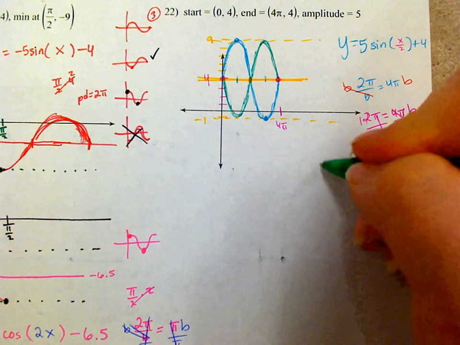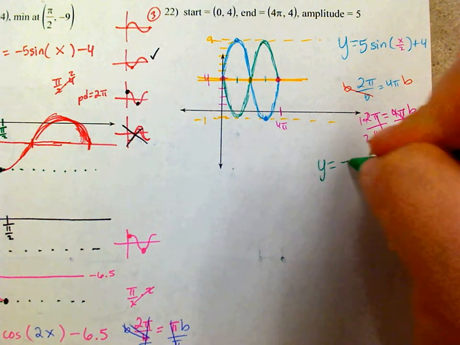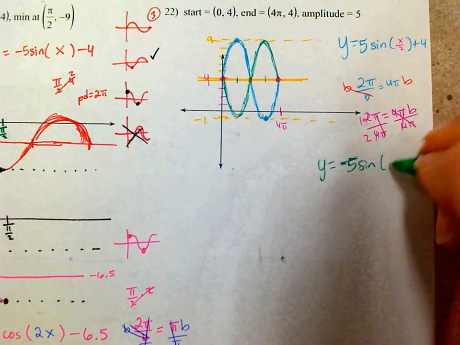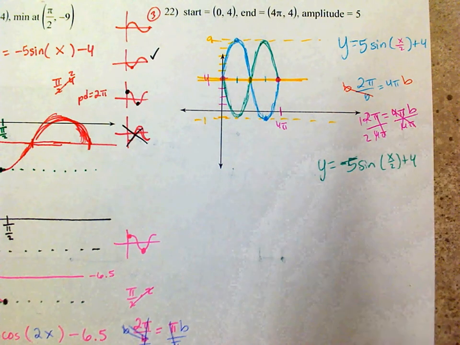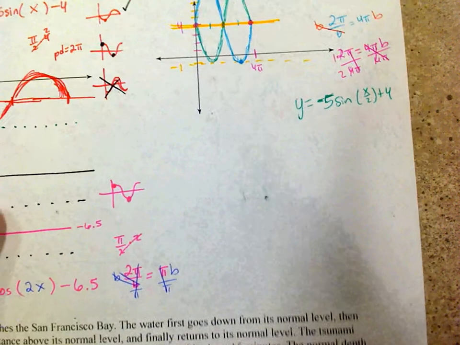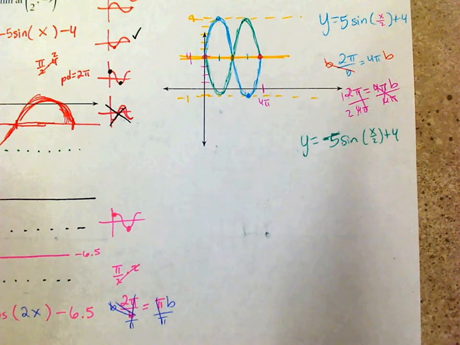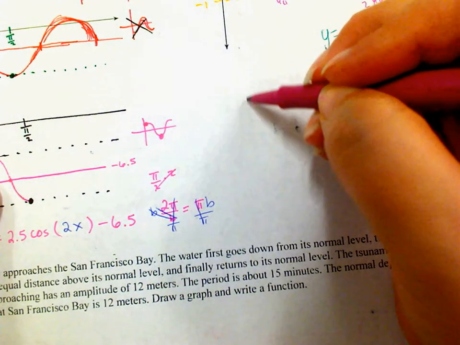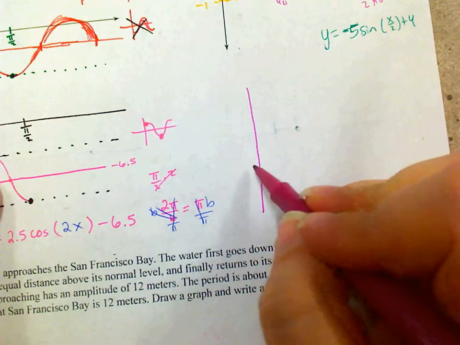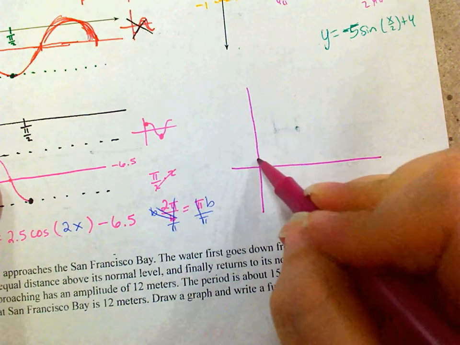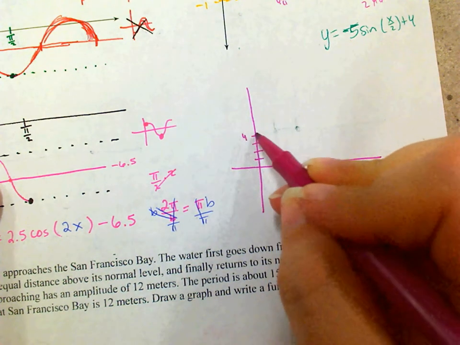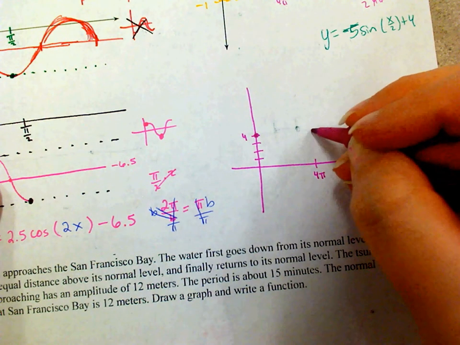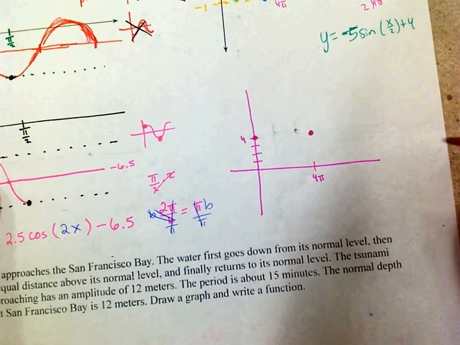So a lot of people didn't see this, or people didn't see this one as much. But if I start at 0, 4, and I end at 4 pi, 4, with an amplitude of 5. So if you think about a sine or a cosine function that starts at its max, just like this right here, it starts at its max, goes down, and then goes back up to its max.